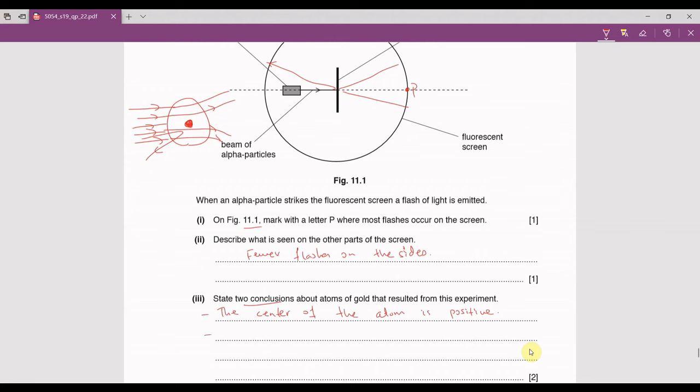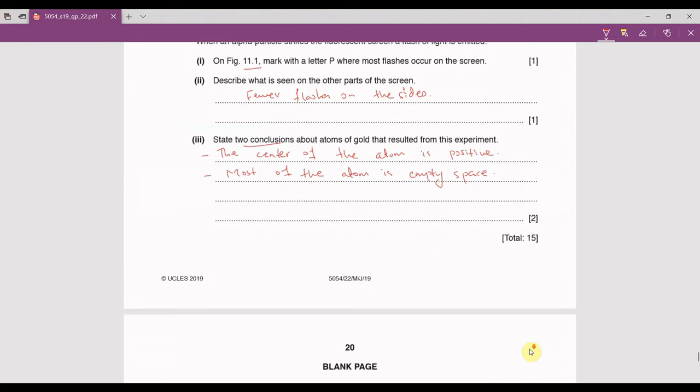But the other conclusion was that because most of the alpha particles are passing straight through the atoms, it's pretty clear that they're not hitting anything. So if they're not hitting anything, it means that most of the atom is basically empty space. Or you can say that the nucleus of the atom is very small. So these are the two conclusions, and I think we are done with the paper.